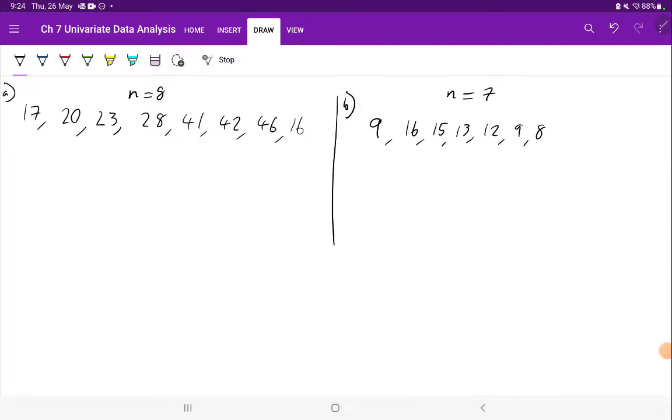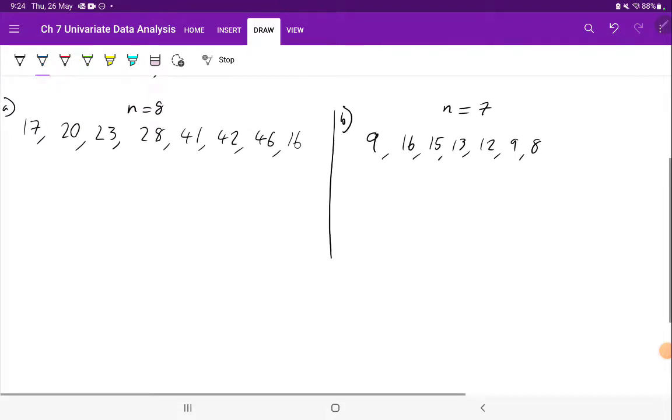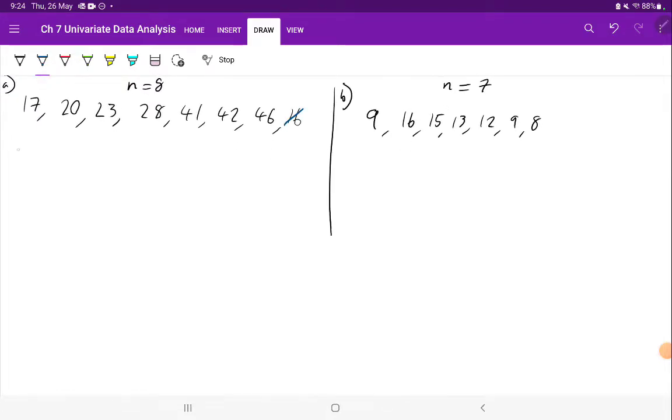So, n equals 8. Now, the first thing is that if I would like to find their position, I first need to write them in smallest to largest. So, let's order this data set. So, 16, 17, 20, 23, 28, 41, 42, 46. And just double check there's still 8 numbers.